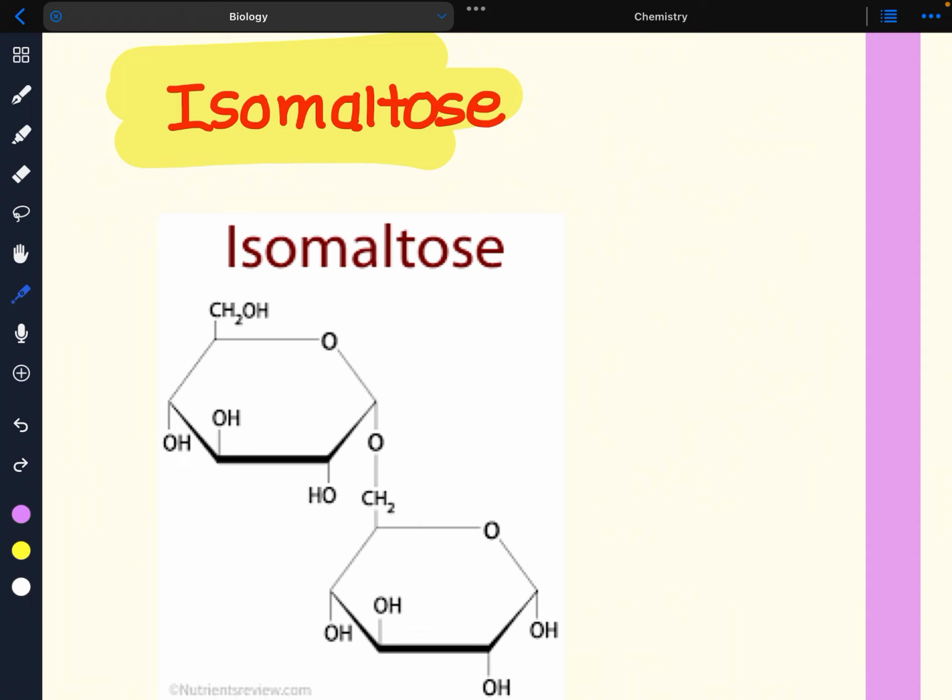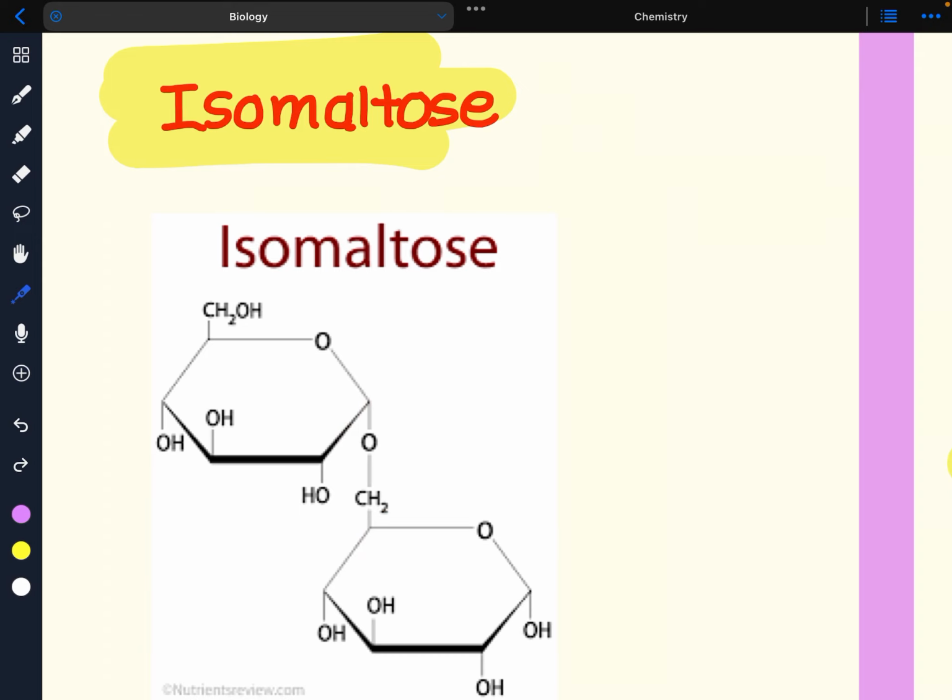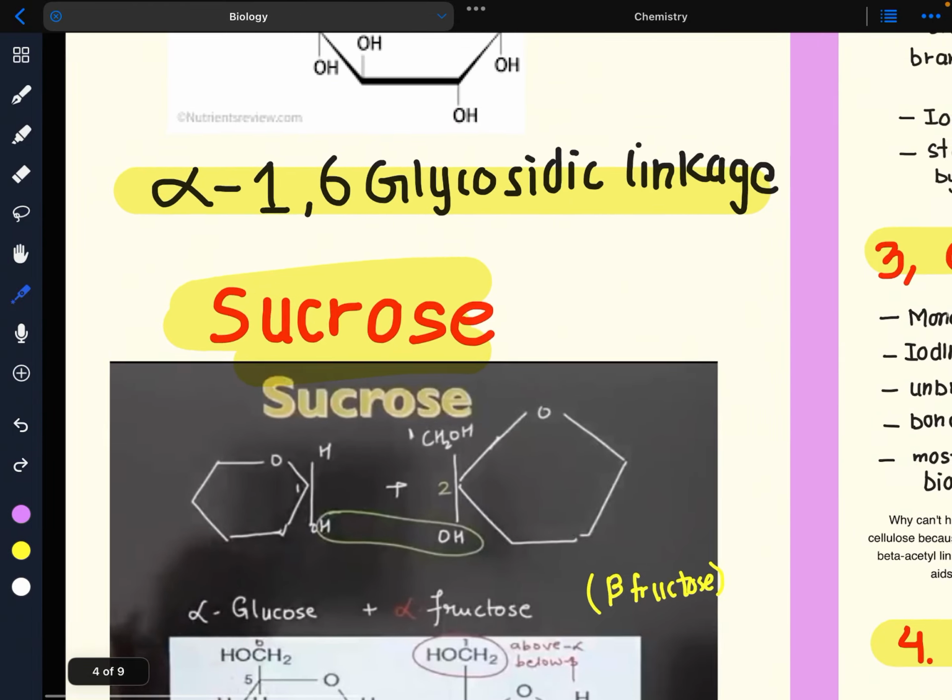So the difference between maltose and isomaltose is the glycosidic bond. In maltose, it's alpha 1,4, right? Alpha 1,4 glycosidic linkage. But in isomaltose, it's alpha 1,6 glycosidic linkage. You can see it's the first carbon and the sixth carbon. The bond is formed in the same way. It's condensation, removal of water, which you can say is dehydration as well.